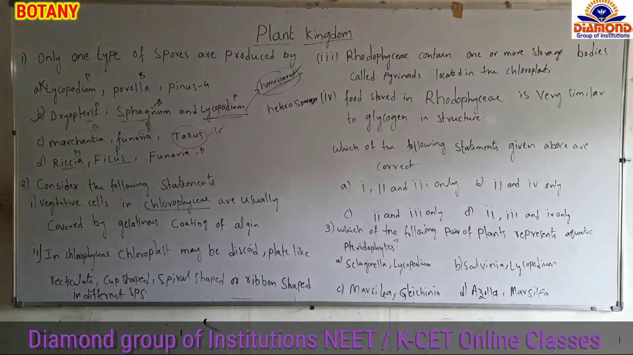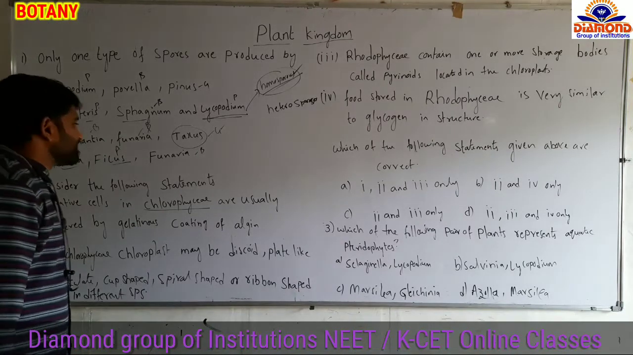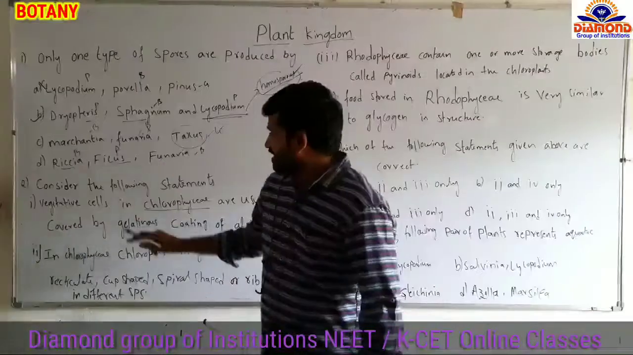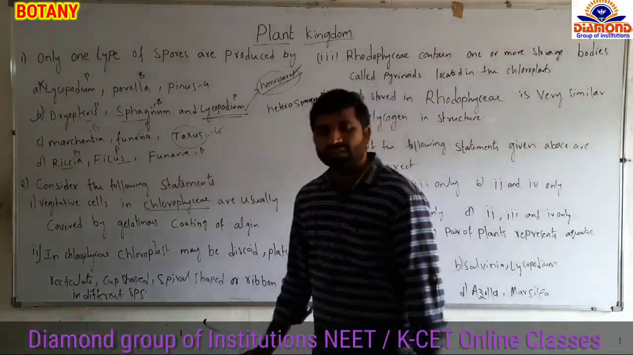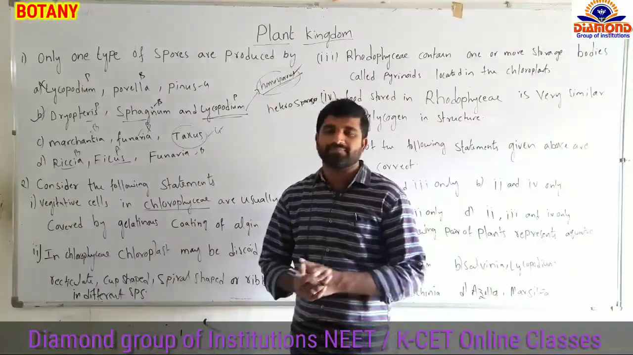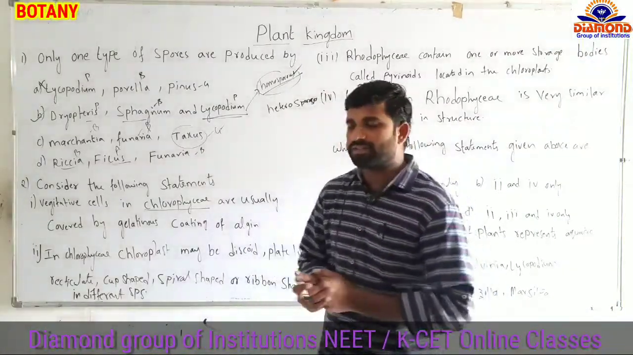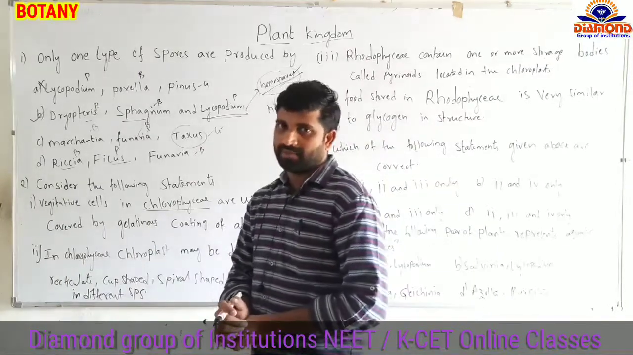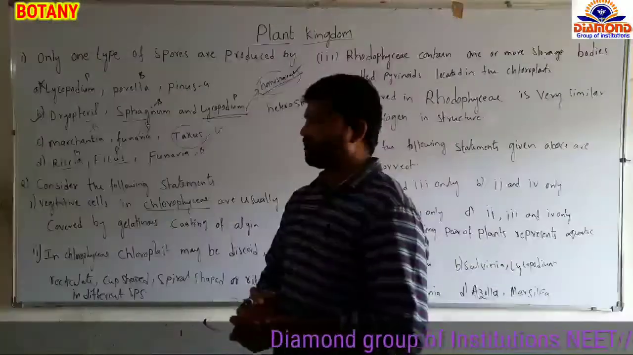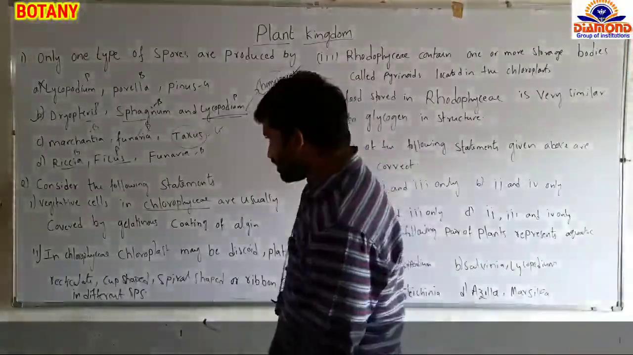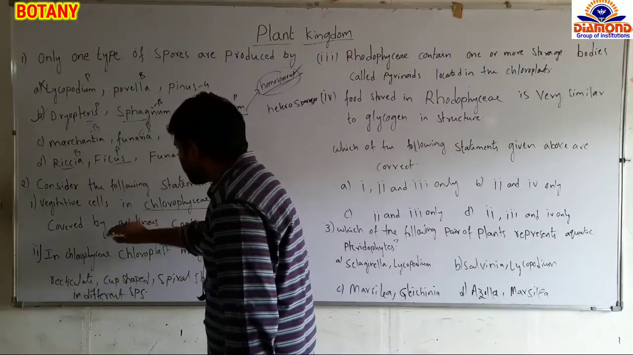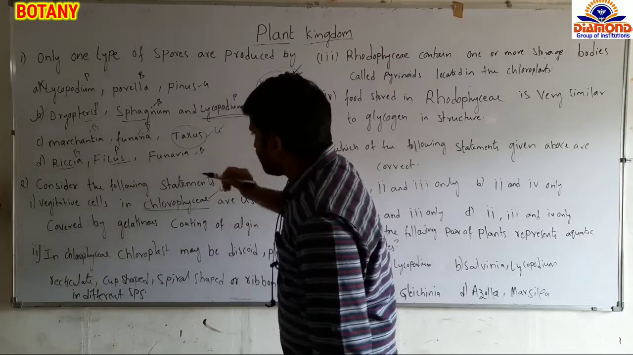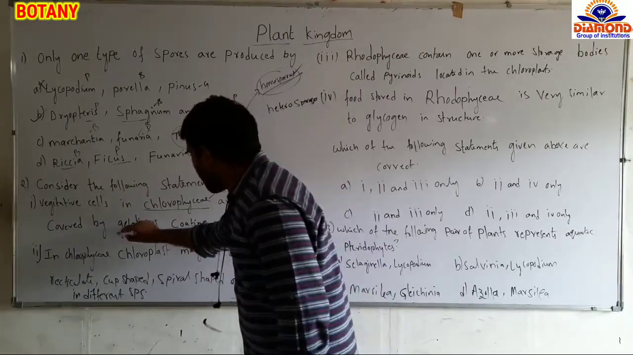Yes, next question: consider the following statements. Option 1: vegetative cells in Chlorophyceae are usually covered by a gelatinous coating of algin. We know that algae are classified into three types, Chlorophyceae, Phaeophyceae and Rhodophyceae, based on their pigments. We also call them green algae, brown algae and red algae. Here Chlorophyceae belongs to green algae, and the question asks about Chlorophyceae vegetative cells covered by a gelatinous coating.